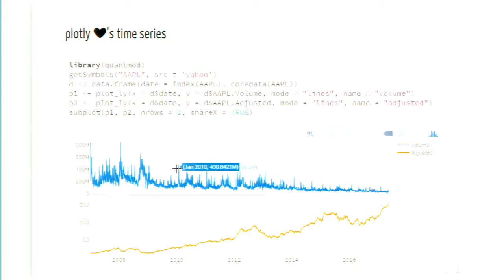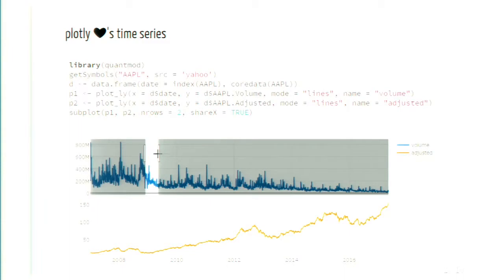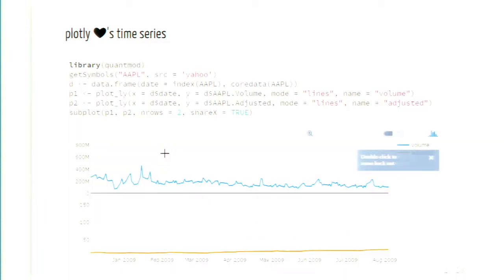And what you get is a nice web-based interactive plot where I can hover over certain values on the plot and see exact values from that time series. And then you can also click and drag to zoom and pan on the x-axis, for instance.